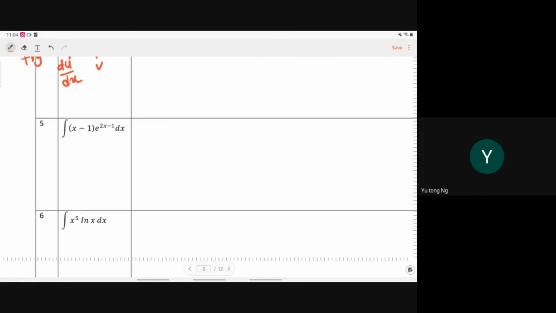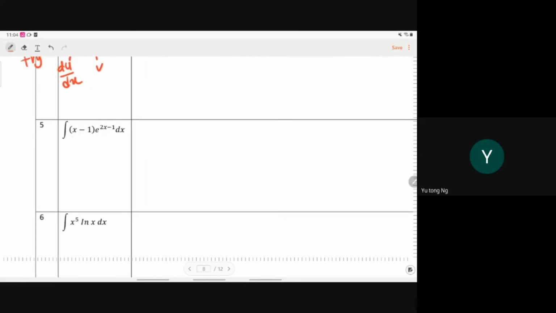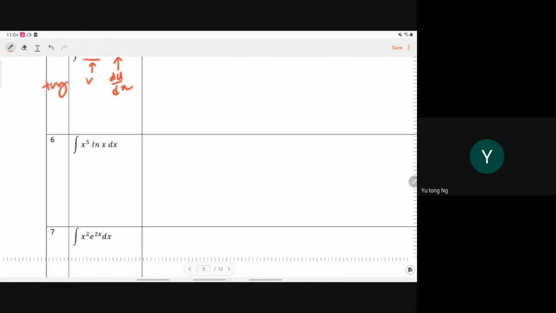So ni another hint for you. So this one kita gunakan this one as your v. This one sebagai u punya du over dx. Try. Alright, so x5, x to the power of 5 ln x. So this one we got no choice. This one should be u punya du over dx. This one should be your v, because ln x we only can differentiate, we cannot integrate.